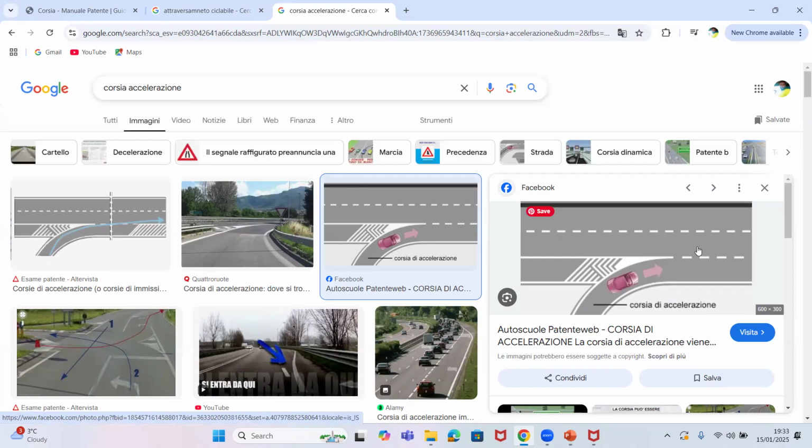Now, where can you find this particular situation? Where can you find corsia di accelerazione? Number one, write it down: in autostrada. Number two, in strada extra urbana principale. Now, what is the use of this lane? For you to enter into the main road, you don't just fly in. You need to enter from the corsia di accelerazione. You go and drive speed on this lane. Once you look through your indicator and see that the road is free, you can now enter into the road.